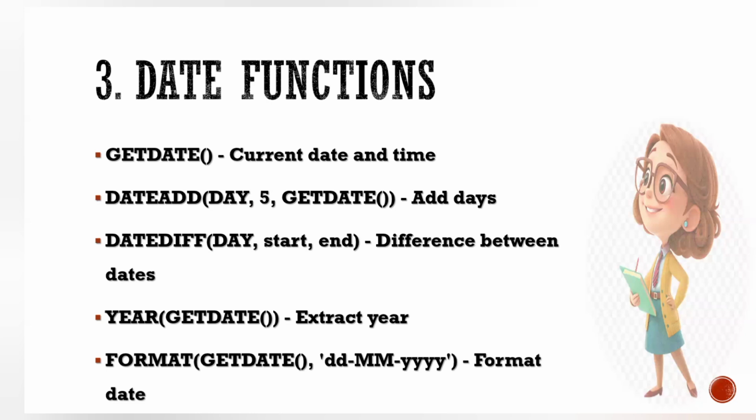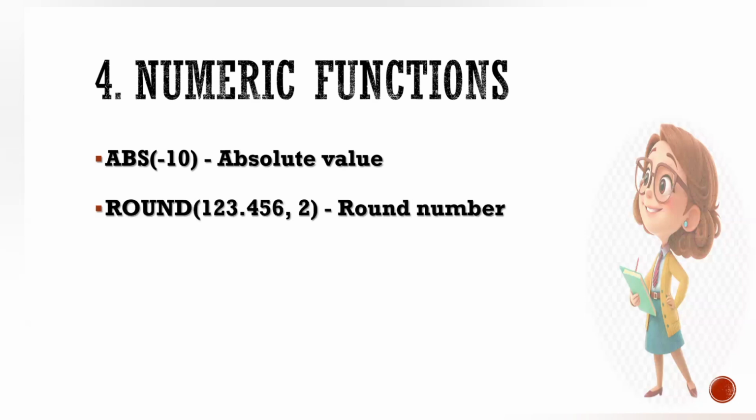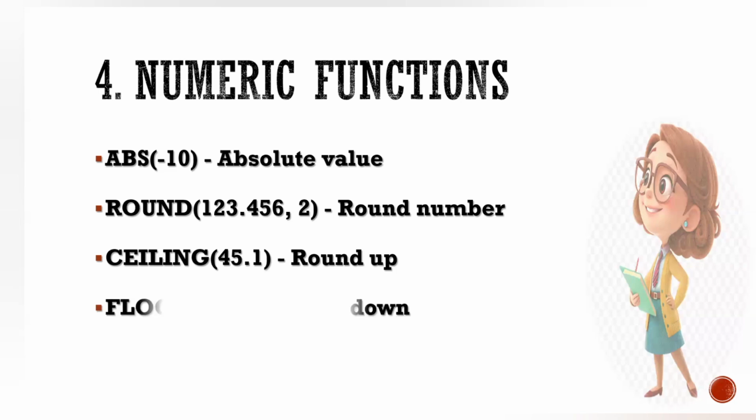Now, next we have numeric functions. These are useful for calculations. ABS gives the absolute value, round helps in rounding decimals, ceiling and floor are used to round the numbers up or down, and power calculates the exponents. They help make numeric data more accurate and presentable.